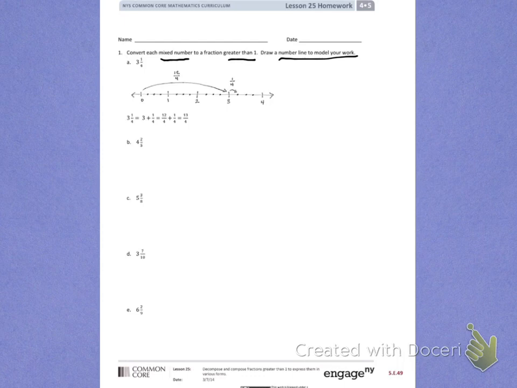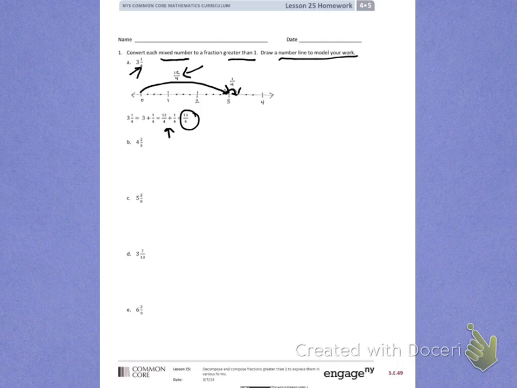Letter A says 3 1/4. Well, if we skip to go to 3, and we're talking about wanting a unit of fourths, that would create 12 fourths. And then we still have 1/4 left over because we wanted 3 1/4. So that's where they have 12 fourths plus 1/4 makes 13 fourths. So we're converting a mixed number to a fraction. So let's look and see how we're going to do this.